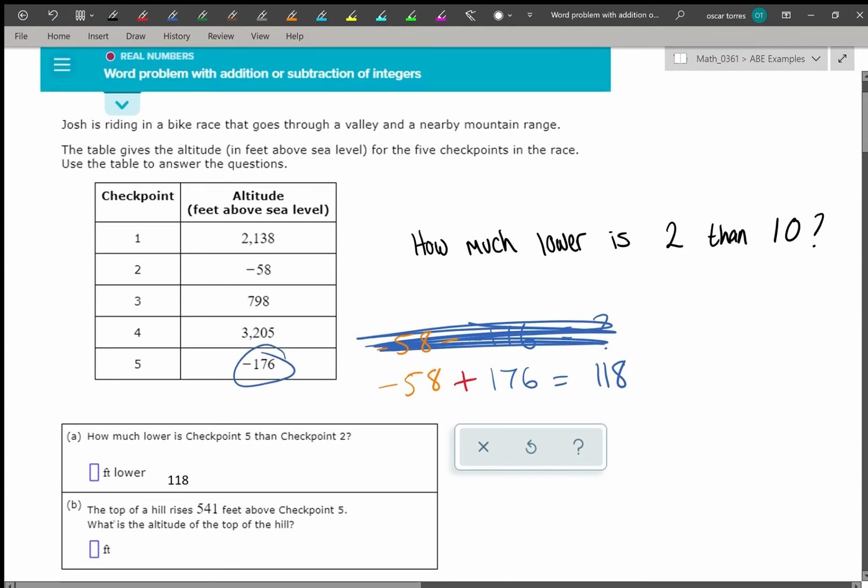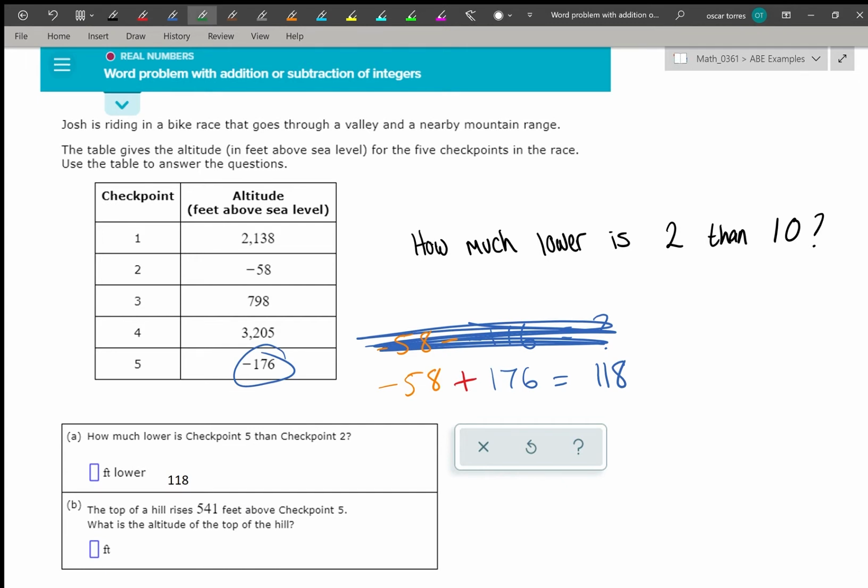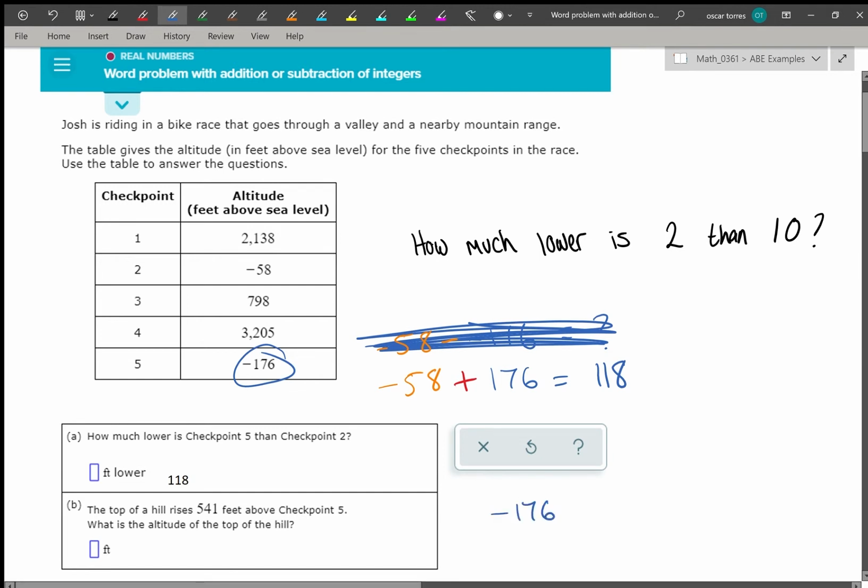For part B, it tells us that the top of the hill rises 541 feet above checkpoint 5. Anytime we're talking about something being above the other, that means we're going to be adding it. So we're going to take checkpoint 5, which is negative 176, and we are going to be adding it by 541. Just like part A, we end up having a negative number and a positive number. Because they have opposite signs, we are going to subtract the numbers together, even though it looks like we would be adding them. So 541 minus 176.